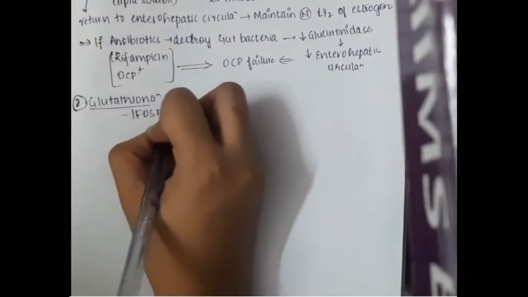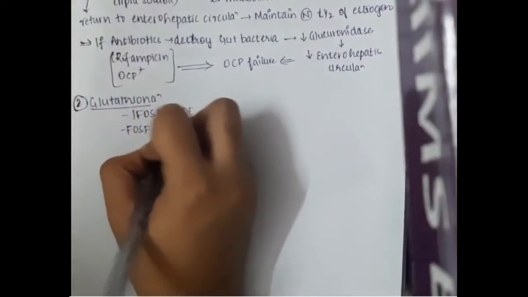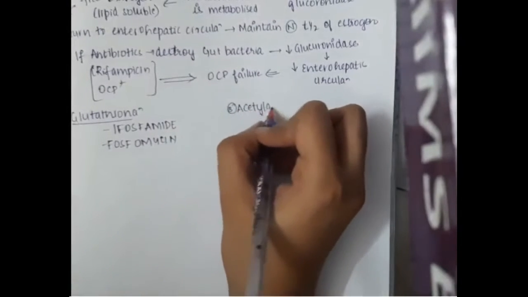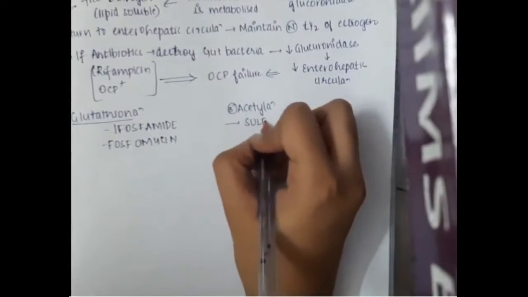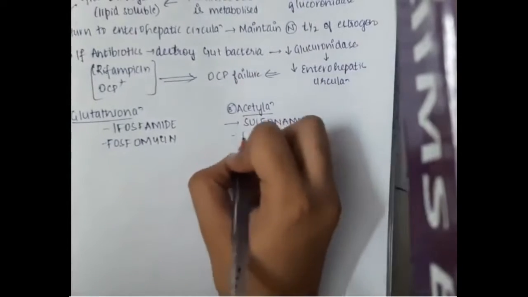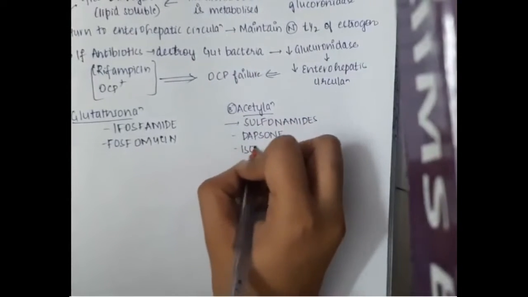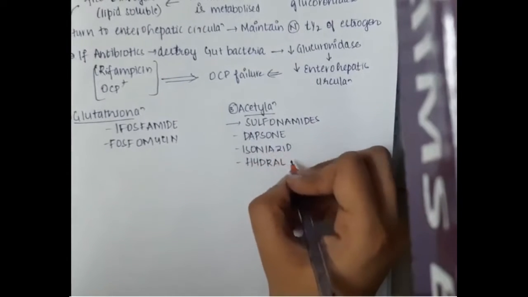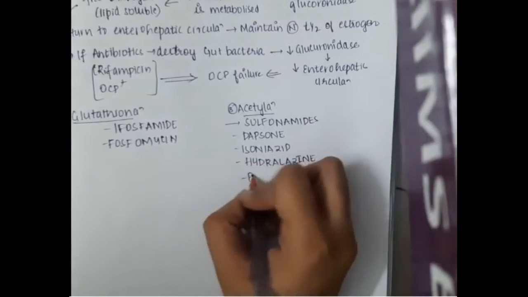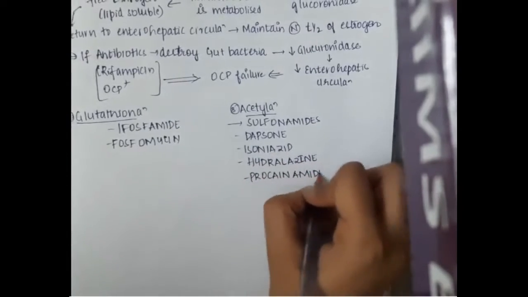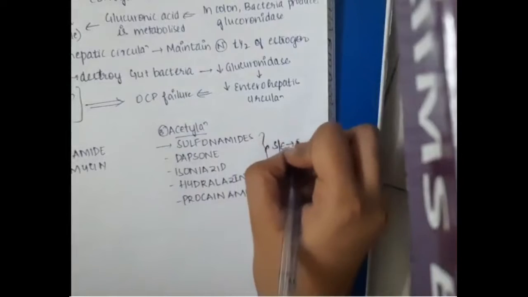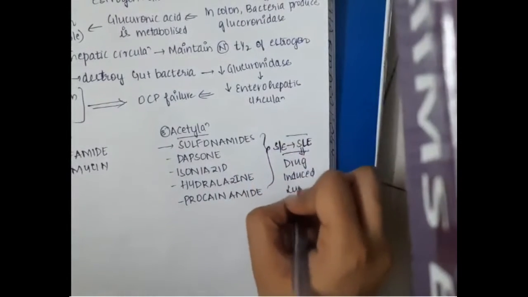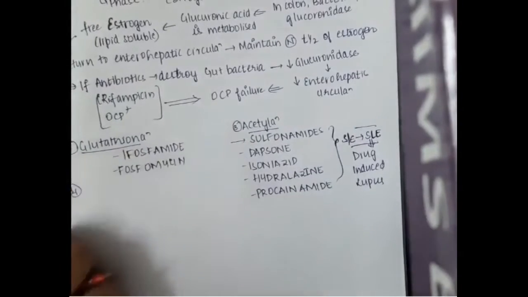Then the drugs which undergo glutathionation are ifosfamide and fosfomycin. Then third, acetylation. Acetylation is done on drugs like sulfonamides, dapsone, isoniazid, hydralazine and procainamide. All these drugs undergo acetylation. The side effect is SLE, which causes drug induced lupus.